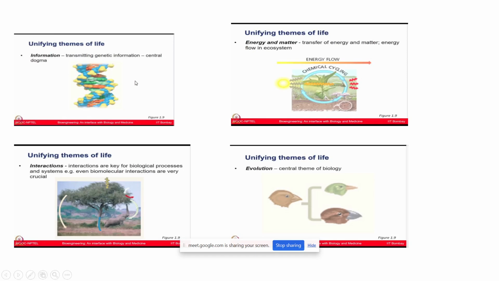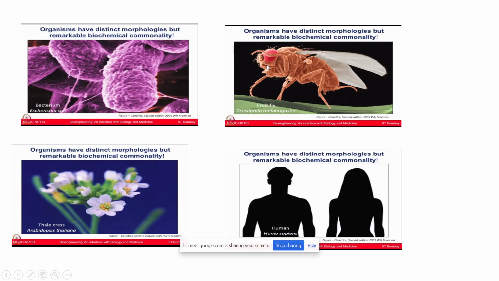And what is actually governing each and everything is your DNA itself, which gives genetic information, and which is also called the central dogma of our life. So basically, sir talked about different factors which belong to life: something called evolution, something called interaction, and something called energy and matter.